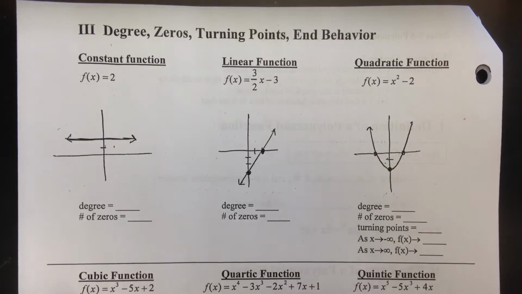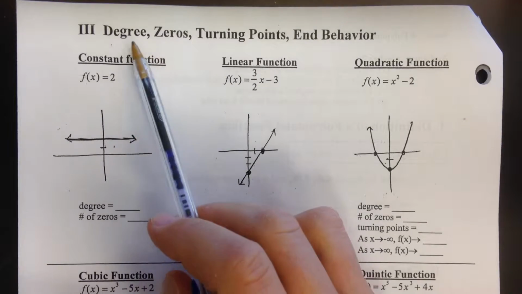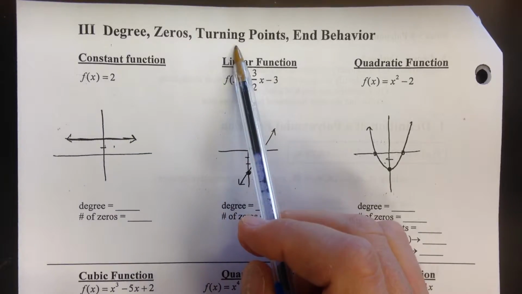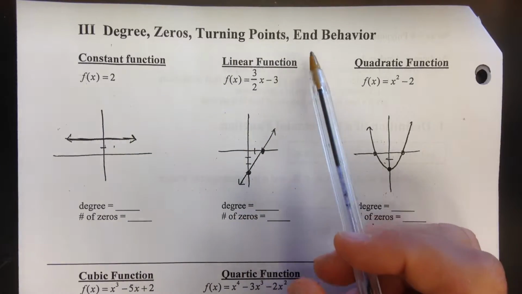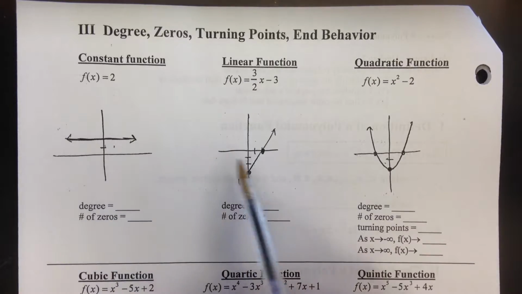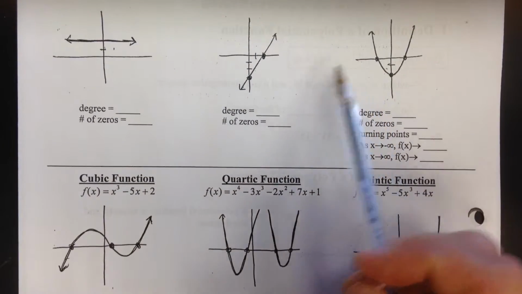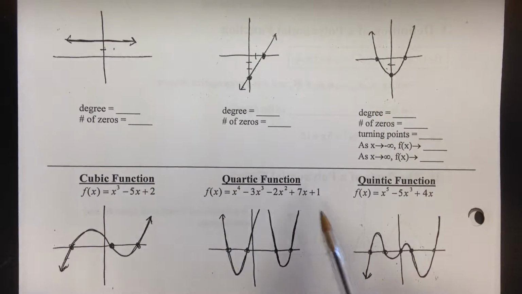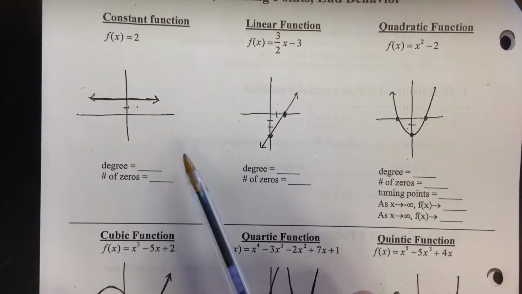Okay, folks, we're back on page 2 here. So now we're going to talk about degrees, zeros, turning points, and behavior. We've got 6 examples here, 3 at the top and then 3 in the middle, different kinds of polynomial functions, and we're going to look at some of the properties here.